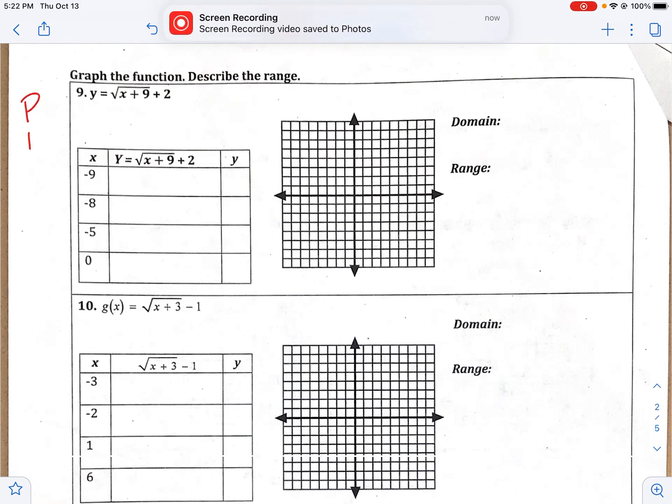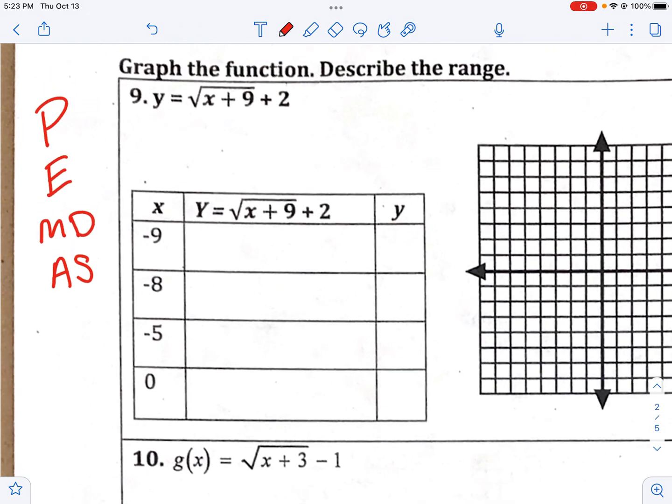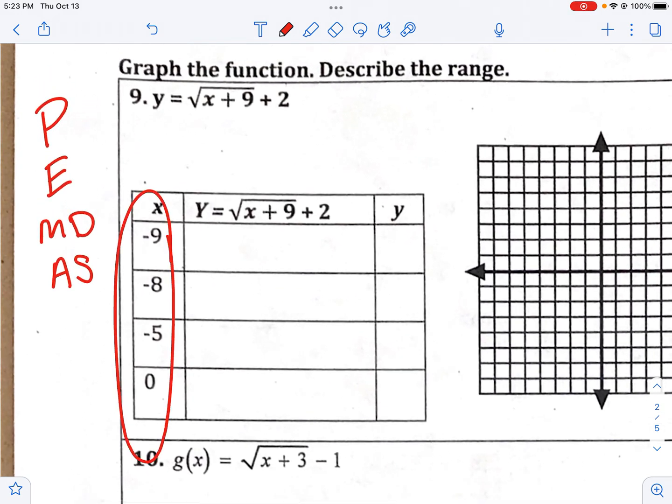So please remember that you need to use your order of operations when you are simplifying these expressions. Now, I gave you the left column, the x values that you need to substitute in to solve or simplify. So I'll substitute in my -9 plus 9. And please make sure that this plus 2 is not under that radical.